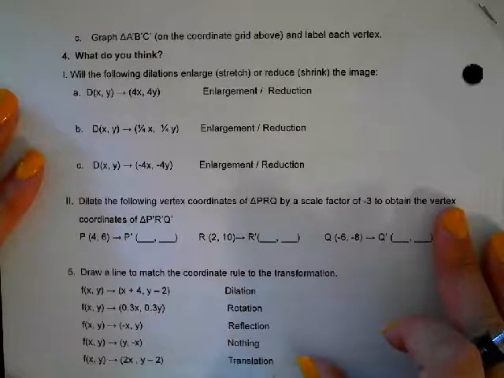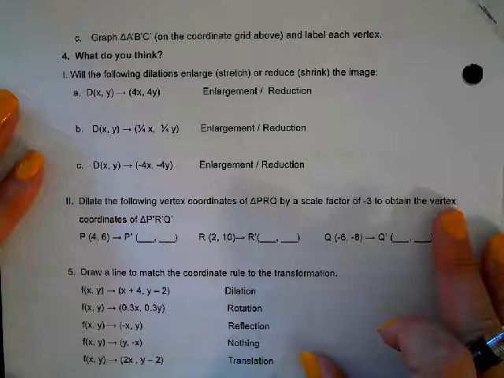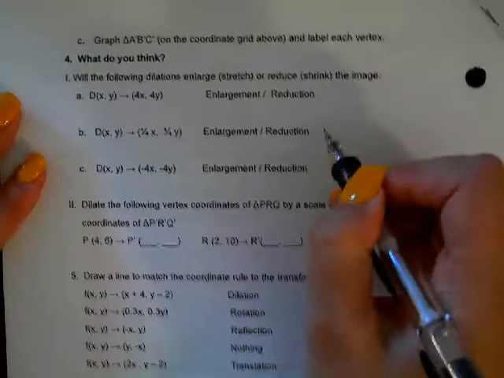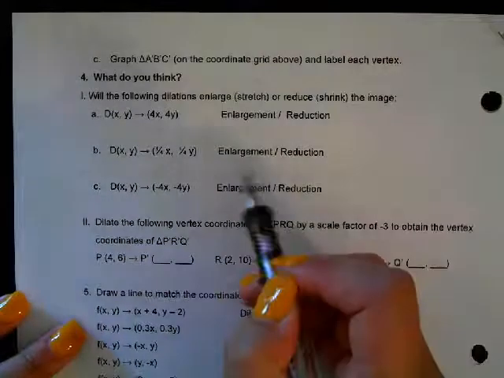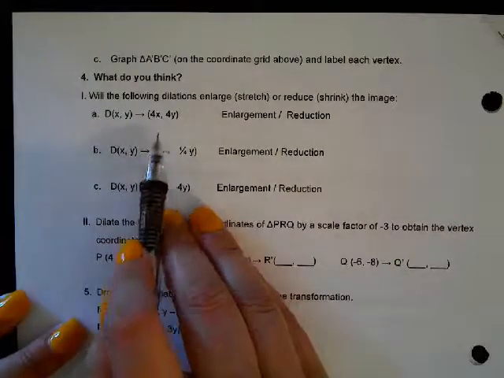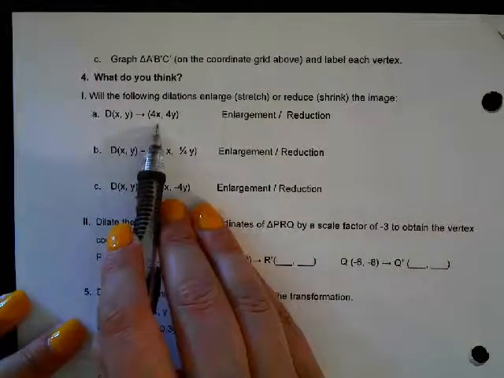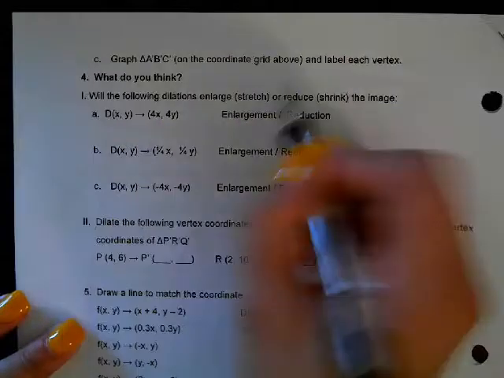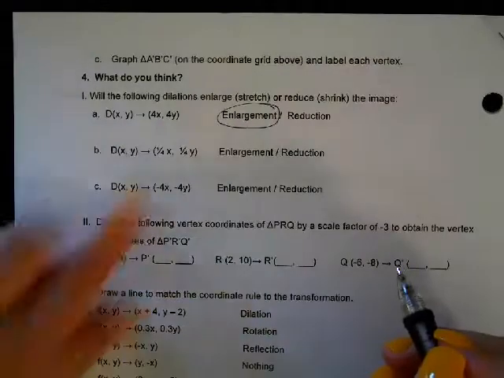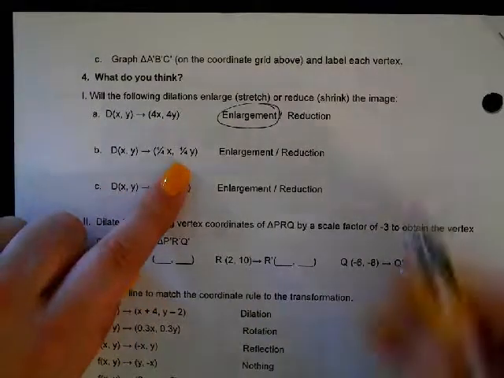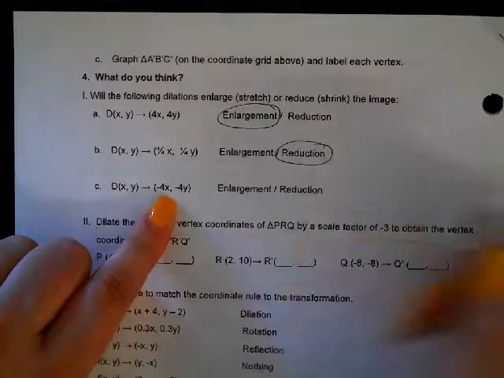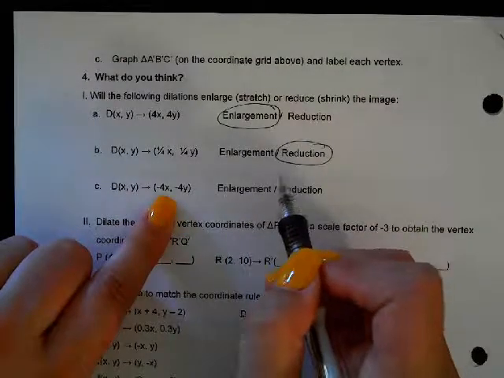All right, next problem. All right. What is this one? Enlargement. What is this one? Reduction. Rotation of 180. This one's an enlargement with a rotation of 180. Tricky.